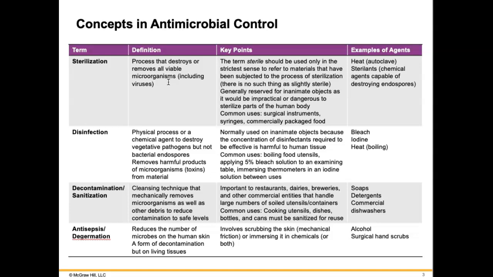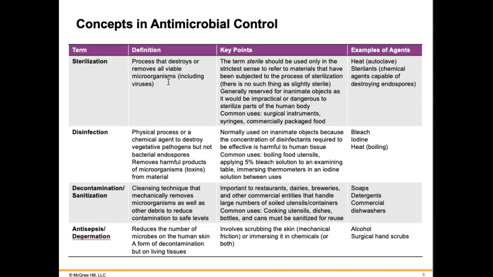Disinfection is a physical process or chemical agent used to destroy vegetative pathogens. And remember, when we talk about vegetative pathogens, those are the ones that are alive and doing their thing, right? They're not in a dormant state. So disinfection does not take care of endospores. Disinfection also removes products of microorganisms, such as toxins, from the materials.